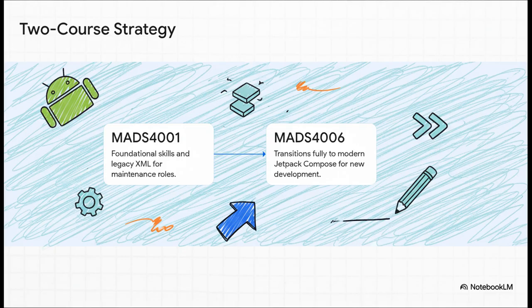In the introductory course, MADS 4001, students will continue to get those foundational skills in the traditional XML-based system, which is still essential for maintaining legacy projects. Then, in MADS 4006, we transition them fully to modern development with Jetpack Compose. This approach ensures our graduates are versatile, knowledgeable, and highly competitive.